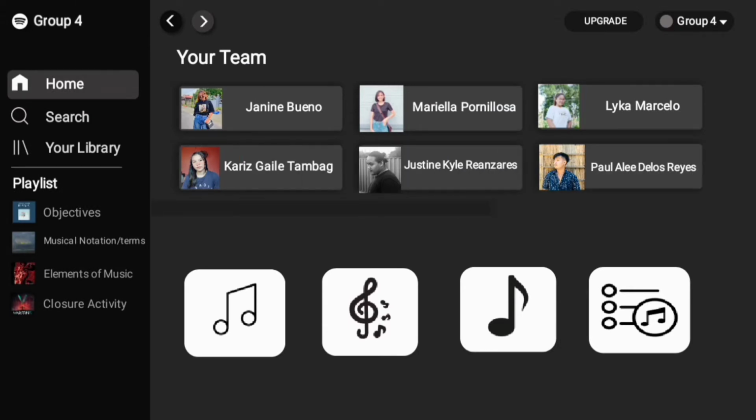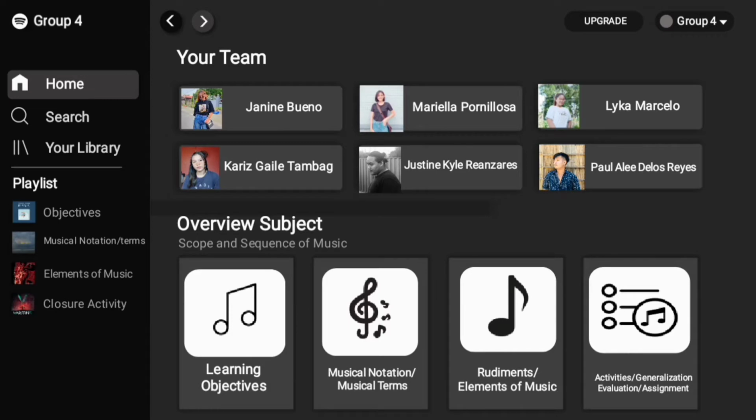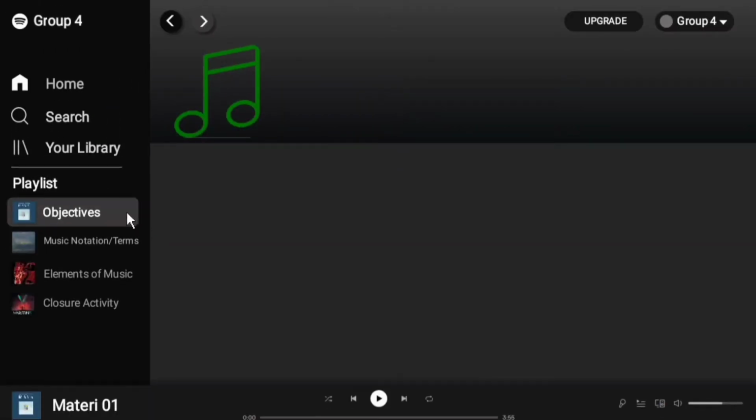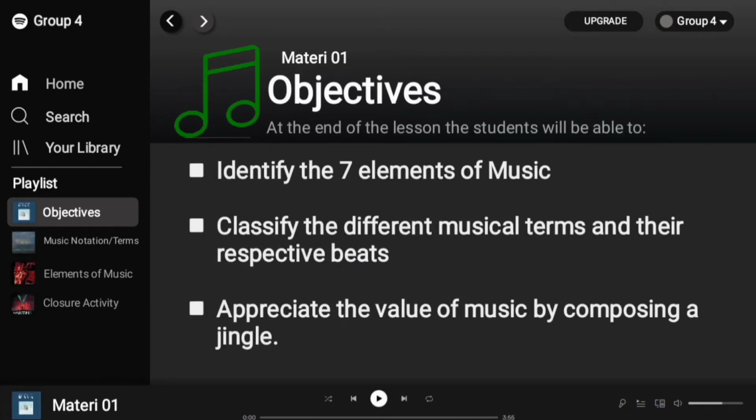And for today, we are your reporters and we are Group 4. For today's objectives, at the end of the lesson, the students will be able to first identify the 7 elements of music, classify the different musical terms and their respective beats, and appreciate the body of music by composing a jingle. So listen and let's learn.